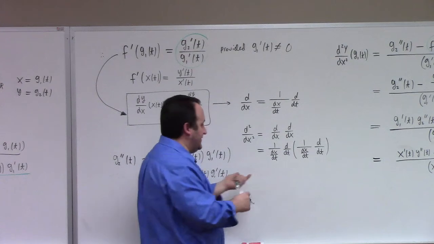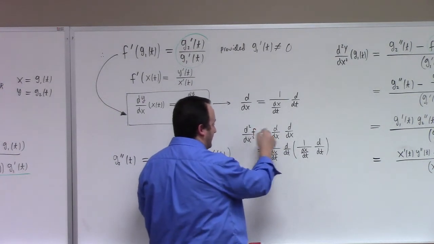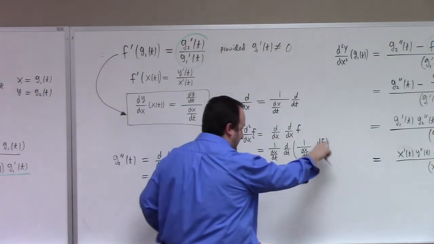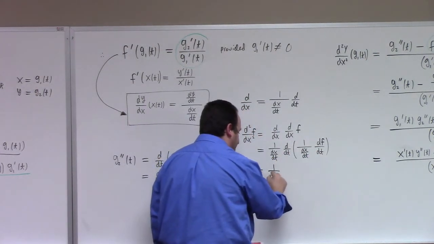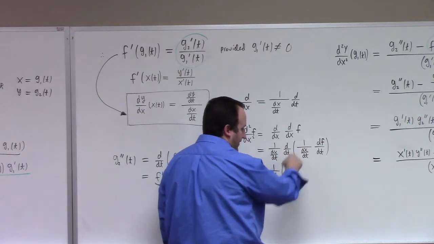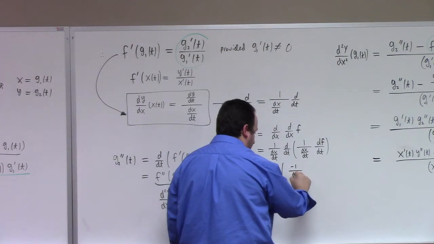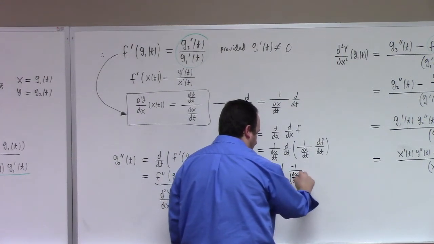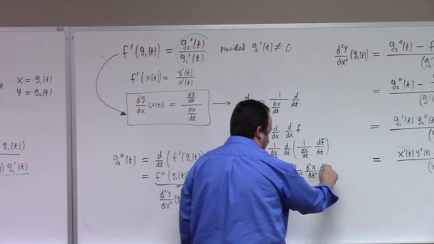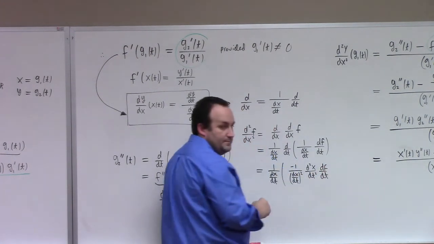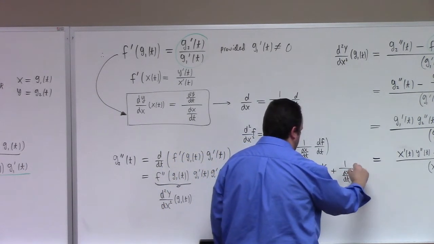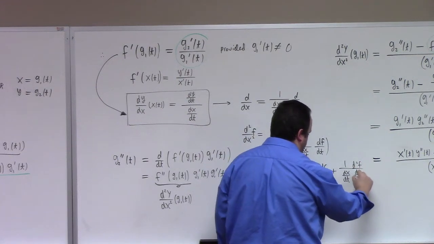I mean, to really understand this, you have to look at it acting on a function, say f, right? So when this happens, we get, by the product rule, minus 1 over (dx/dt) squared times d squared x/dt squared times df/dt, plus 1 over dx/dt times d squared f/dt squared.